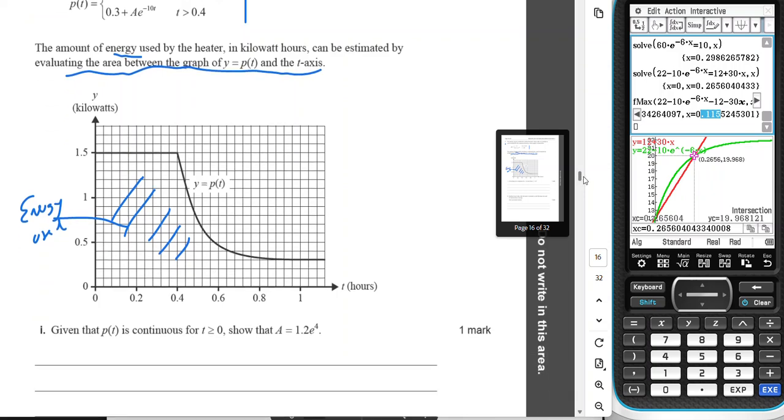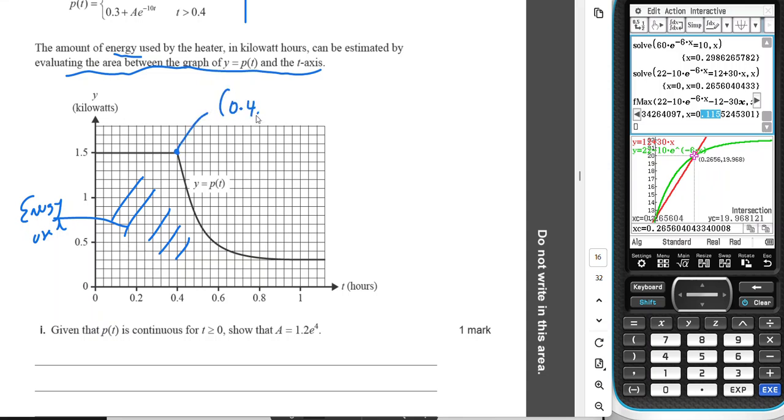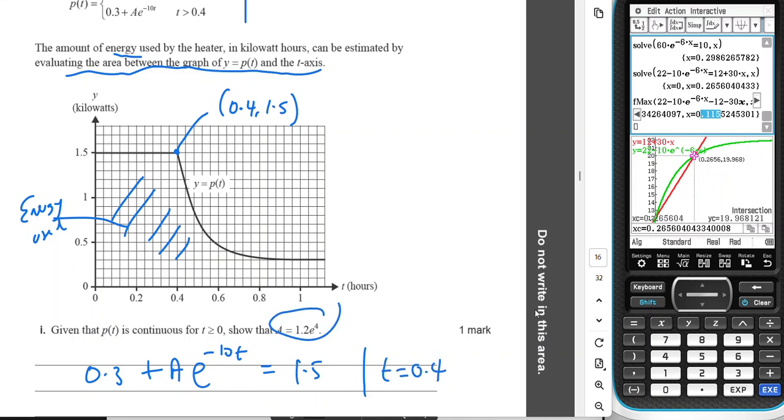Given that P(t) is continuous, that is the perfect join at 0.4 and 1.5, show that A equals that. Okay, so I know that 0.3 plus A e to the minus 10t has to equal 1.5 given t equals 0.4. And then I've got to show that A is equal to that value.